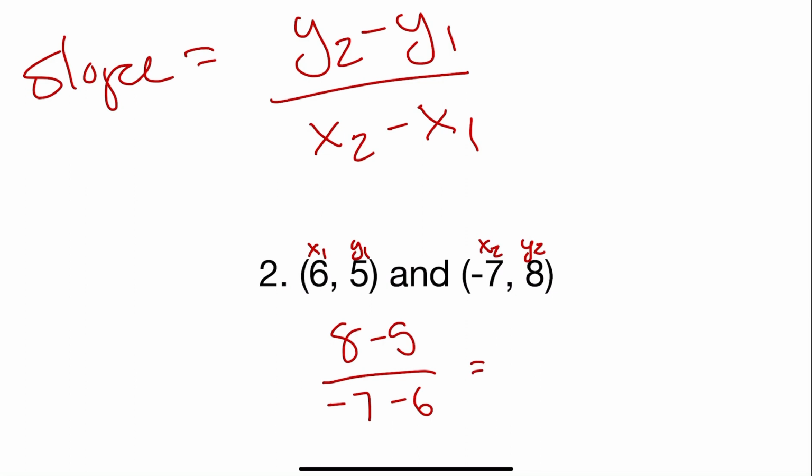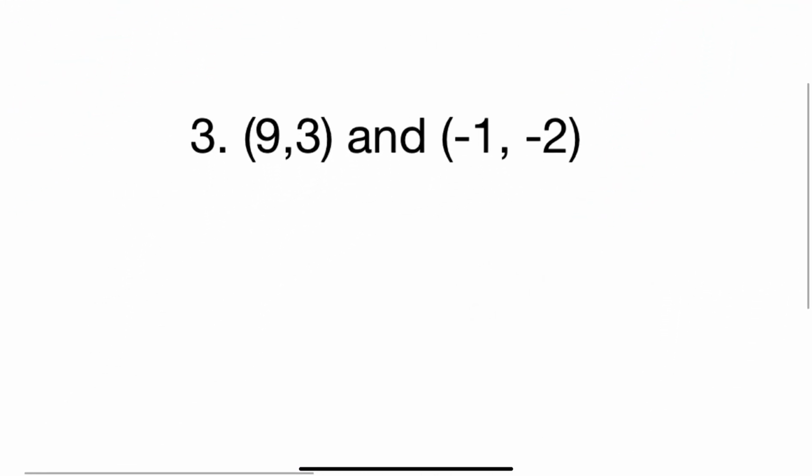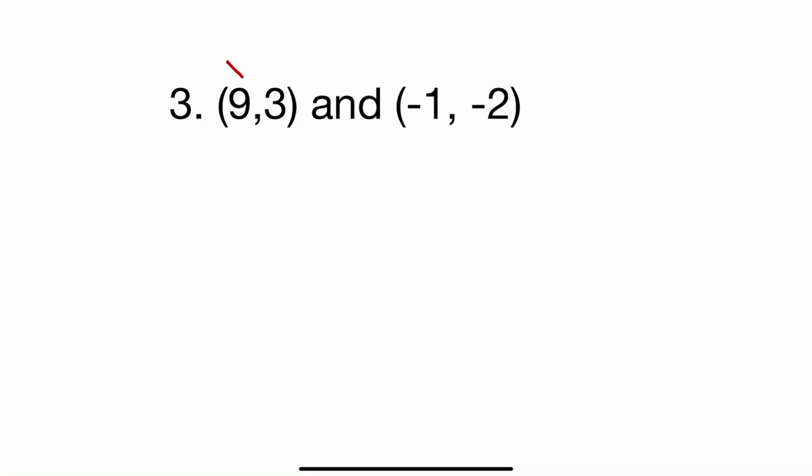All right. 8 minus 5 is going to be 3 over negative 7 minus 6. Now we have a negative subtracting a number, so that's going to be negative 13. All right, that's our slope there. Okay, let's keep going. So we got number 3, same exact thing. x1, y1, x2, y2. All right, I got that formula kind of memorized by now. That was y2 minus y1 over x2 minus x1.